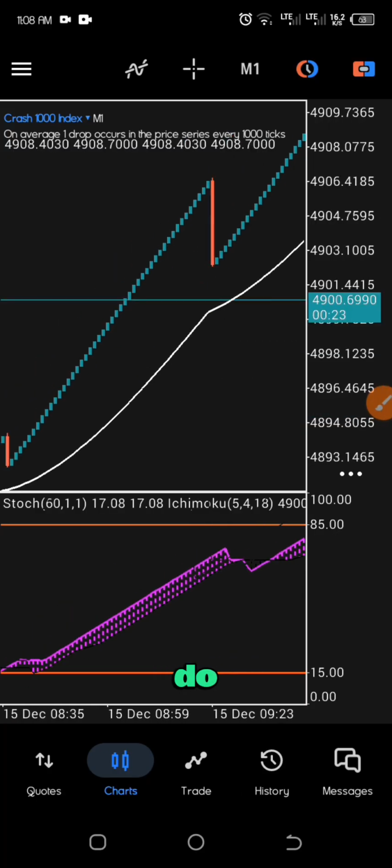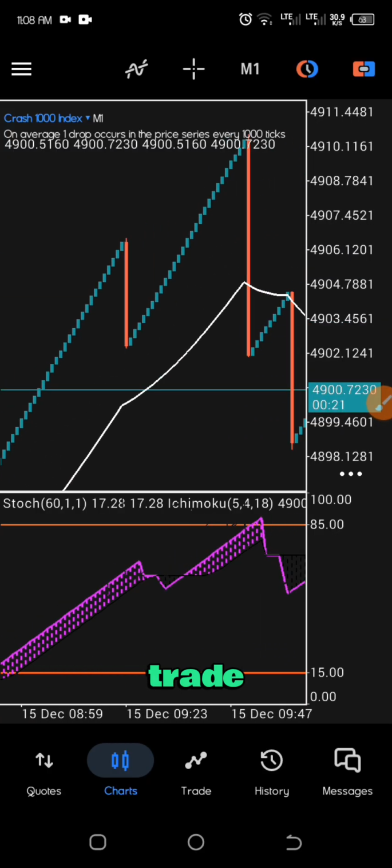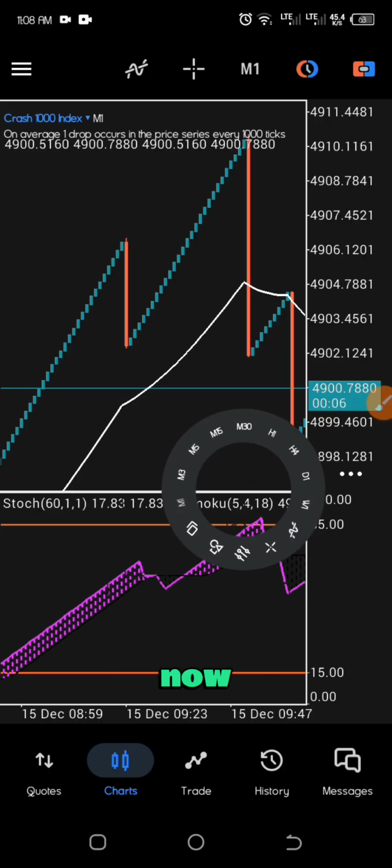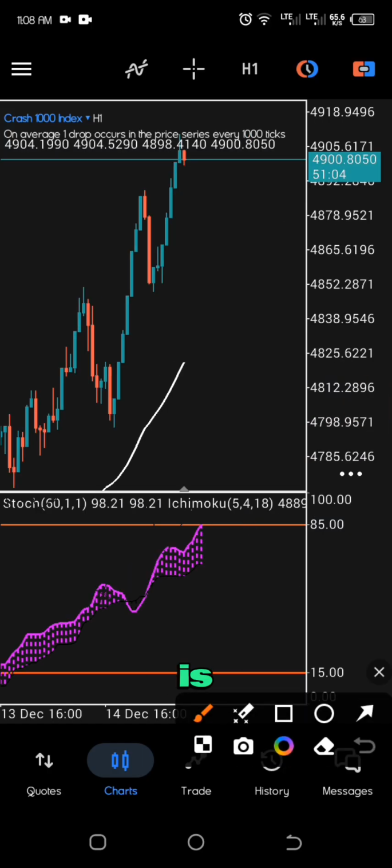Okay, so how do we now take a trade using this strategy right here? We are going to be talking about that right now. So the first thing we are going to do is to know the trend of the market. That is very important when you are using the strategy. Now whenever you see that the price is going in this direction, which means that this candle is going down, then we don't take a trade. We wait for better opportunities, or we look for another index to trade.